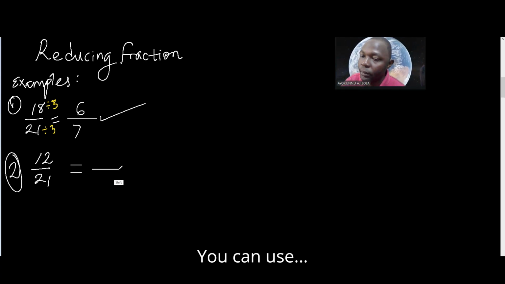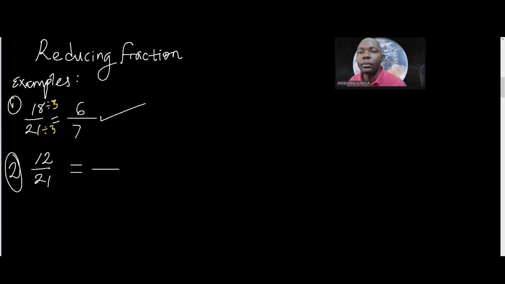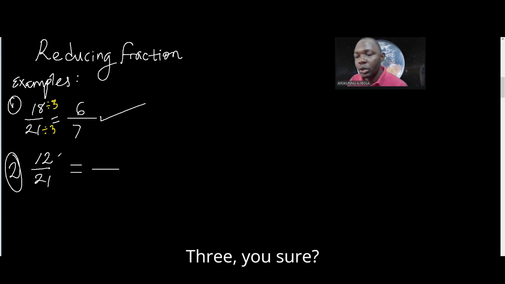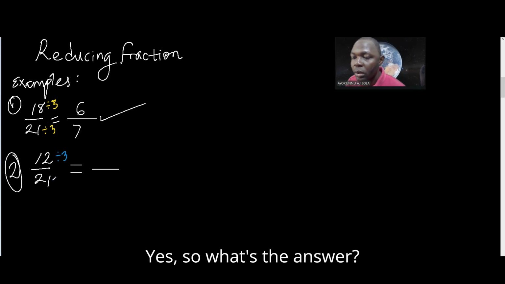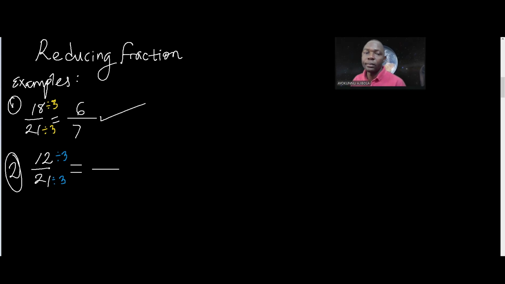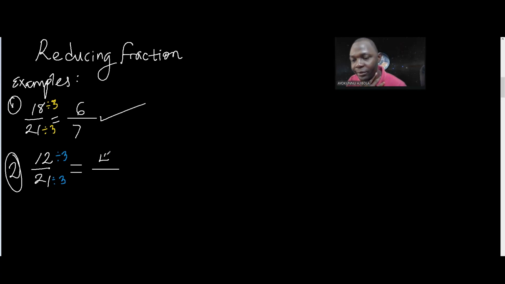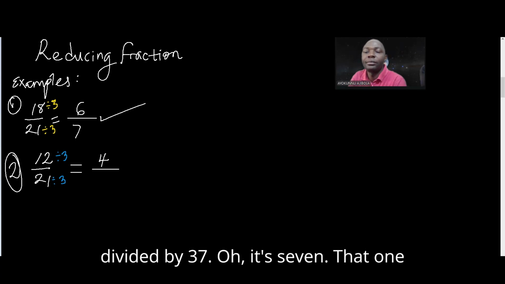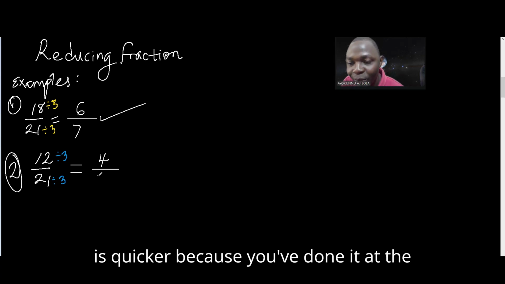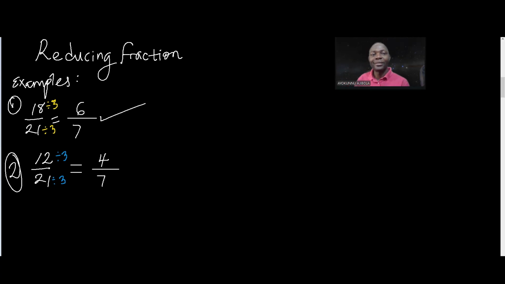You can use 3. You sure? Yes. So what's the answer? So 12 divided by 3 is... I just have the answer now. Yeah, that would be 4. 12 divided by 3 is 7. Oh, it's 7. That one is quicker because you've done it at the top, right?